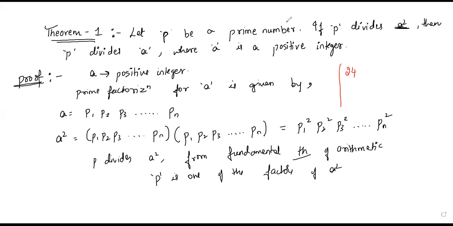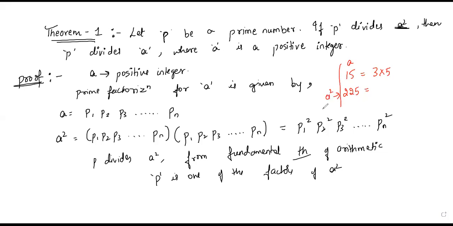Let's say A is 15. Okay, then what are the prime factors for this 15? 3 into 5. Yes, ma'am. Correct. Now, what is A square? A square is 225. Is it not? A square is nothing but 15 square, which is 225.